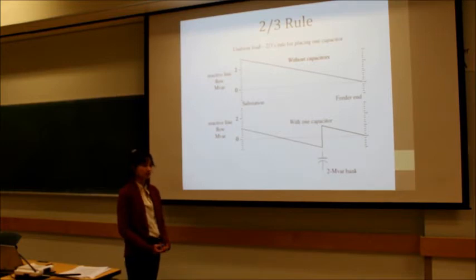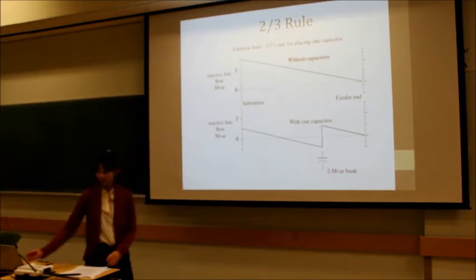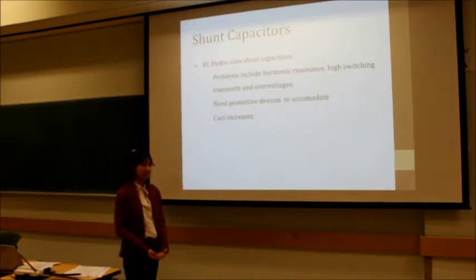The placement of the capacitor bank is extremely important in minimizing the voltage drop along the feeder. The optimal placement for the capacitor is 2/3 down the distribution line. Currently, BC Hydro uses shunt capacitors to maintain the voltage profile for British Columbia.